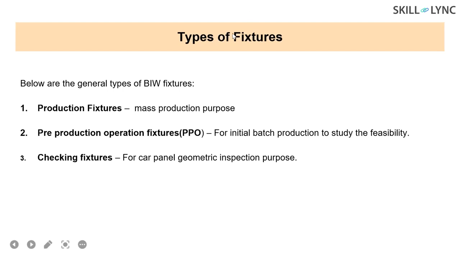Okay, so it is used for welding. So anyone have any idea what are production fixtures? So here itself we are able to find. So we are going to do mass production. If you're going for mass production, what will you prefer? Consider I'll be having it. Yeah, perfect. It is one of the key points. So what is the production fixtures or mass production purpose? Production fixtures are mainly used for mass production purpose.